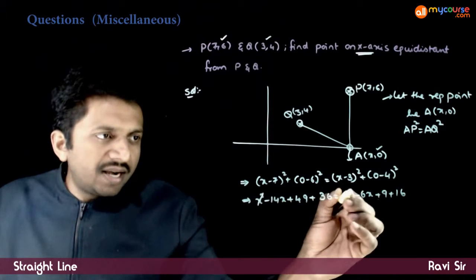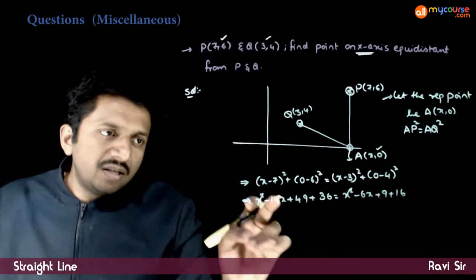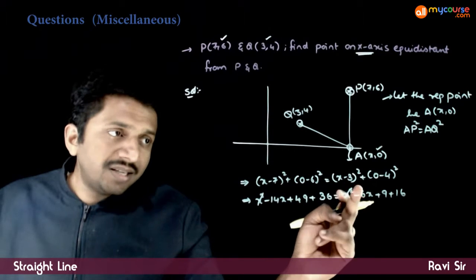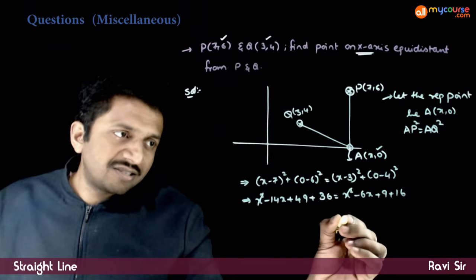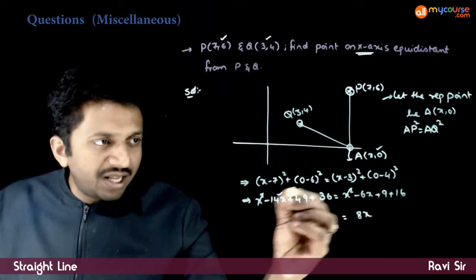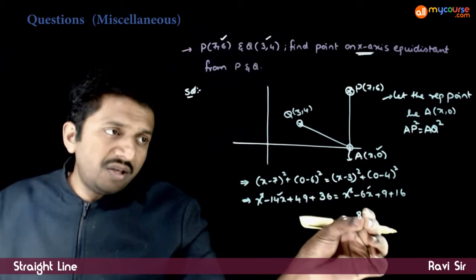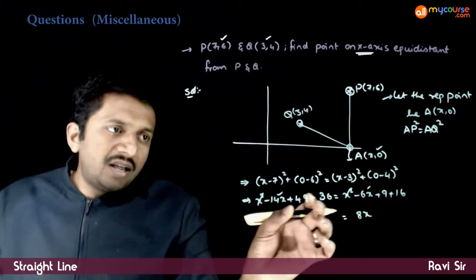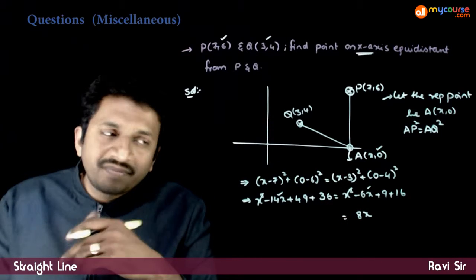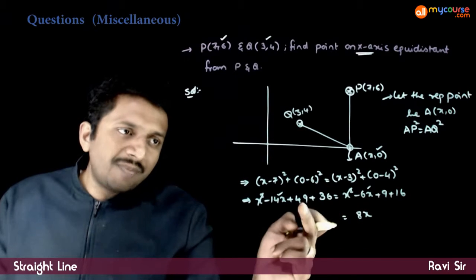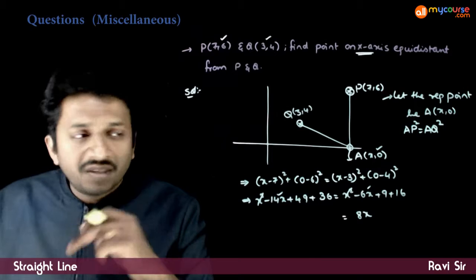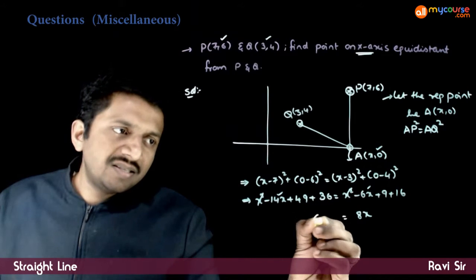So this x square and this x square get cancelled. If this minus 14x goes onto that side, it becomes plus 14x, 14x minus 6x. On this side you have 8x. So effectively you have 8x on this side. And 49 plus 36 minus 9 minus 16. So 49 minus 9 is 40, 36 minus 16 is 20. So 40 plus 20 is 60.